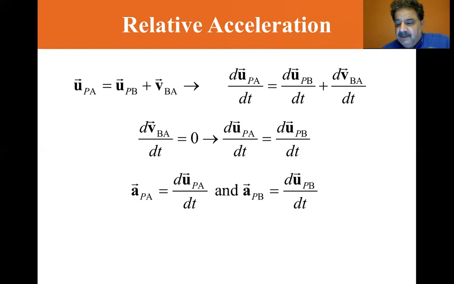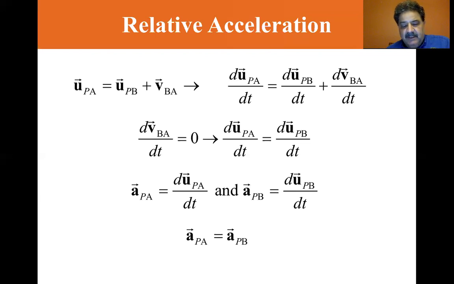which means that the acceleration of the particle measured by an observer in one frame of reference equals that measured by any other observer moving with constant velocity relative to the first frame. So APA equals APB. The acceleration of PA equals the acceleration of PB.